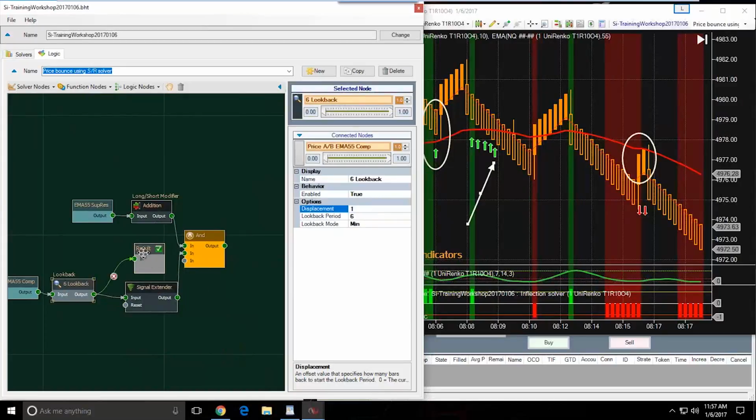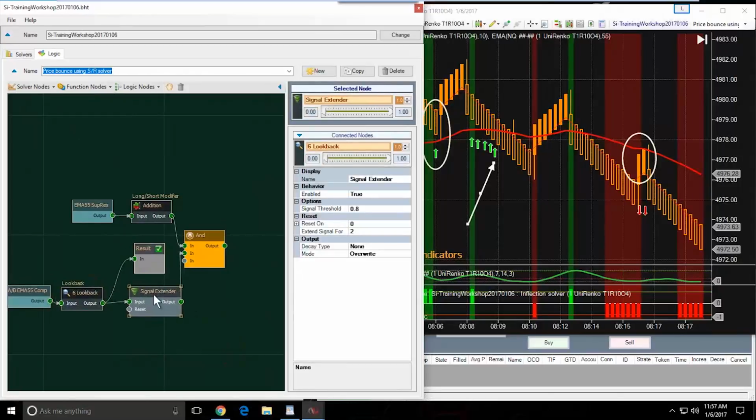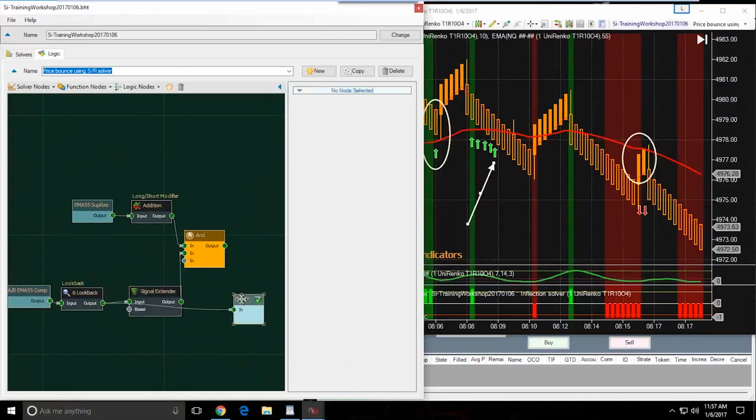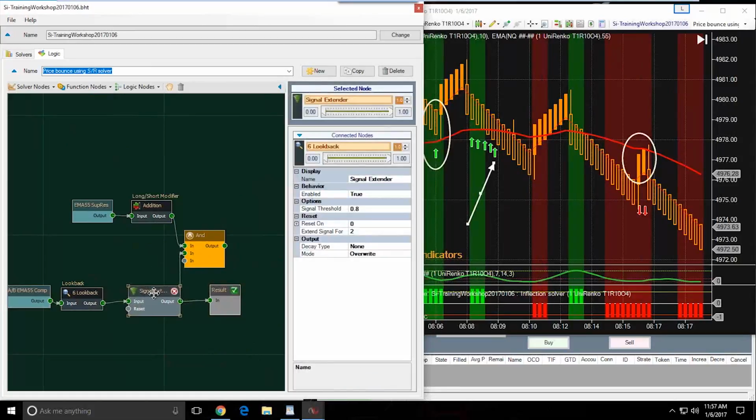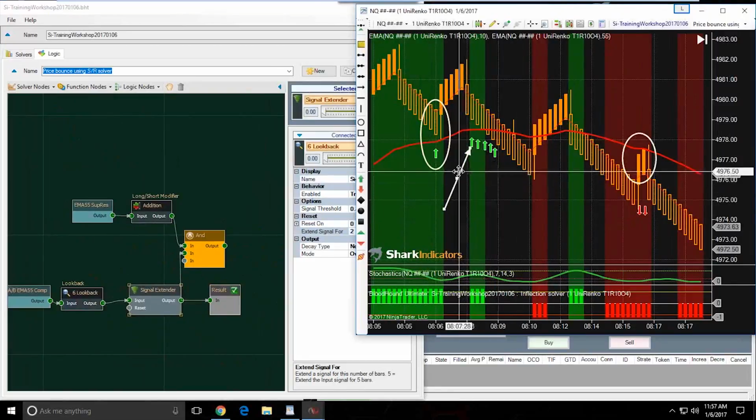Okay, maybe I only need a displacement of 1 here. So let me try and do this with a displacement of 1. And now I'm going to go back to looking at my signal extender. And let's see how many I've got.